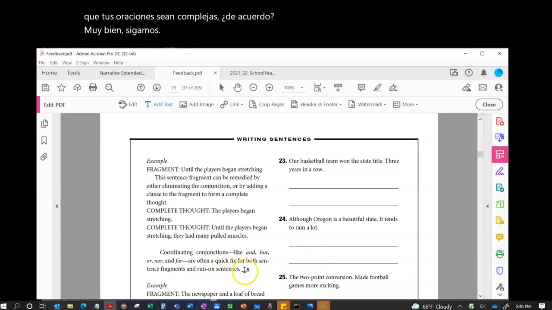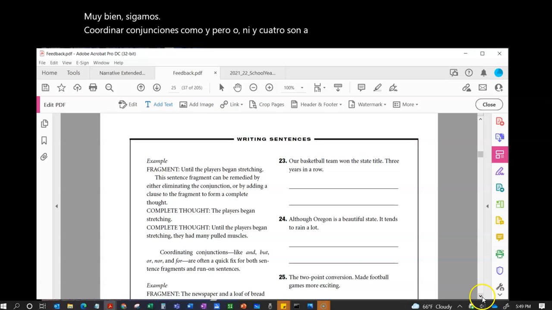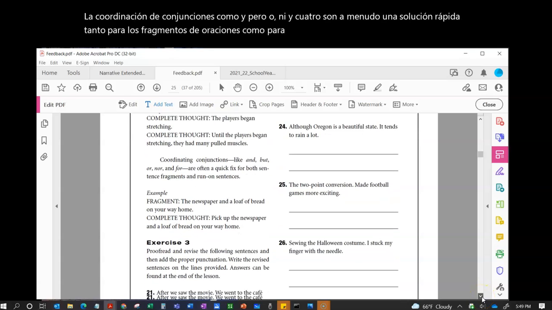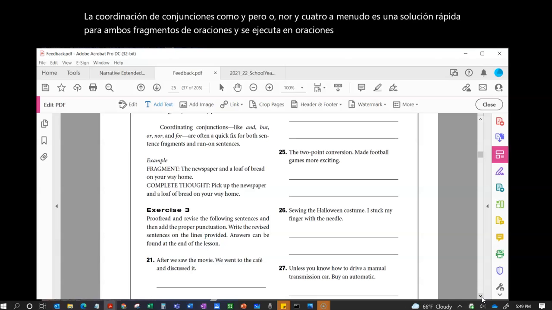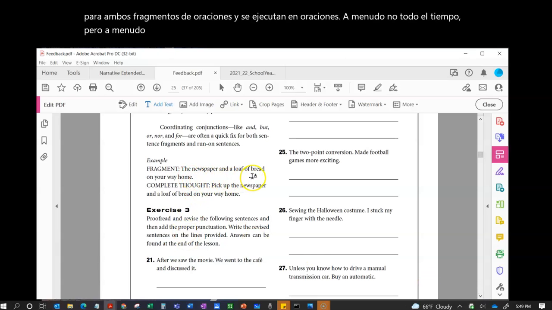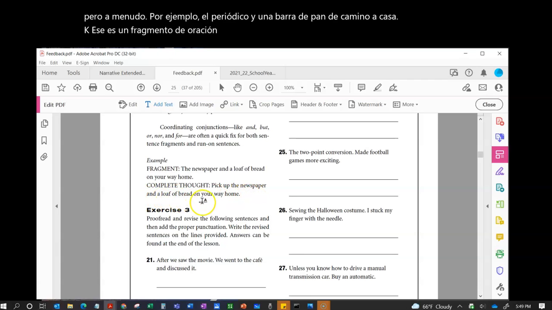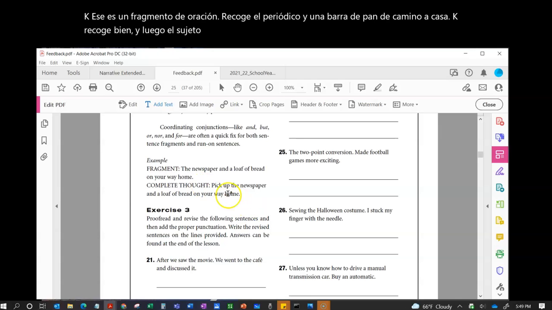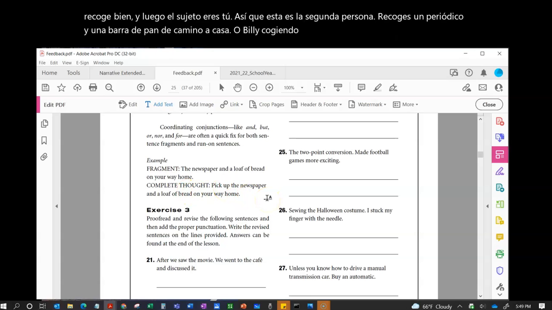Coordinating conjunctions like and, but, or, nor, and for are often a quick fix for both sentence fragments and run-on sentences. Often, not all the time, but often. For example, the newspaper and a loaf of bread on your way home. Okay, that's a sentence fragment. Pick up the newspaper and a loaf of bread on your way home. Okay, pick up. All right, and then the subject is you. So this is second person. You pick up a newspaper and a loaf of bread on your way home. Or Billy, pick up a newspaper and a loaf of bread on your way home.